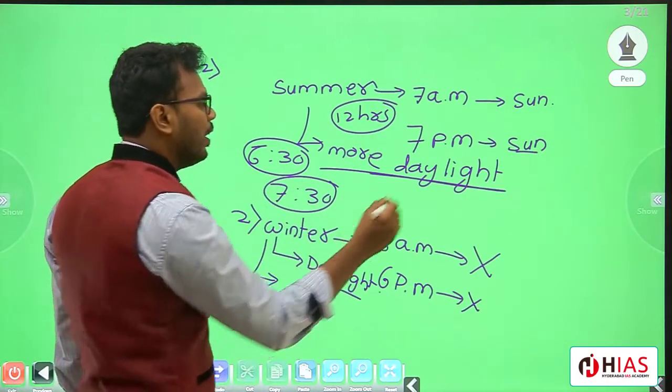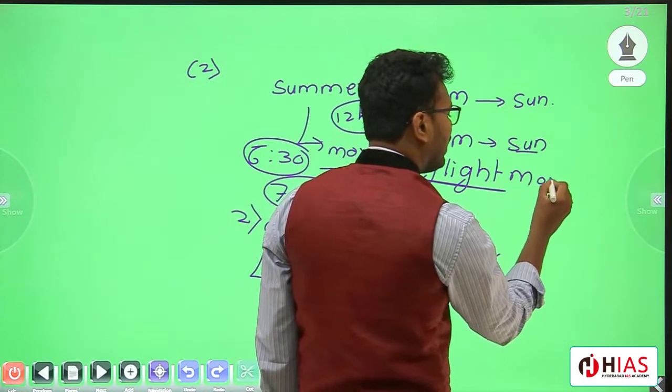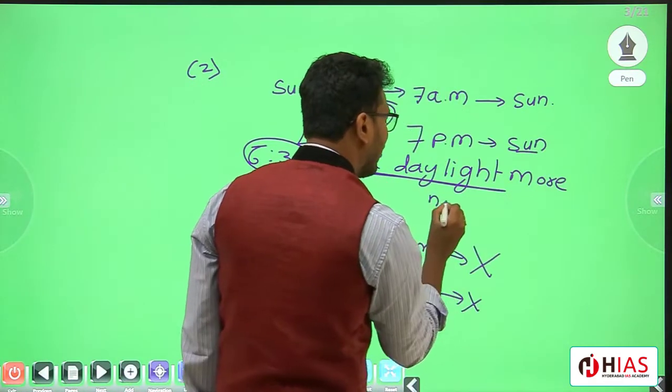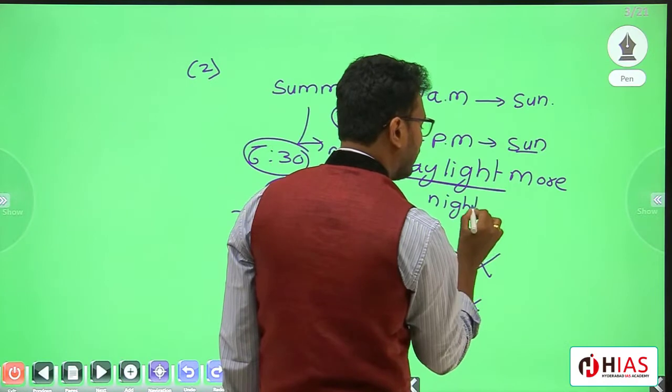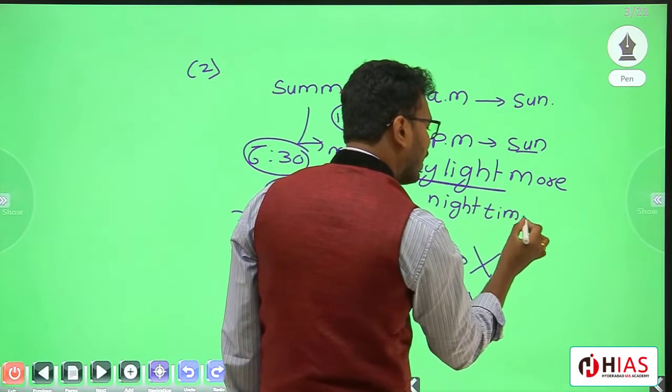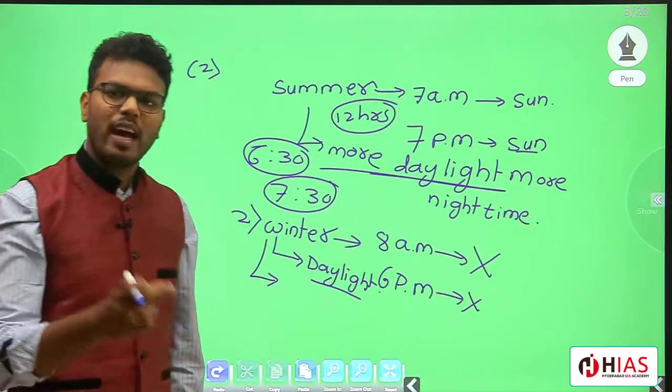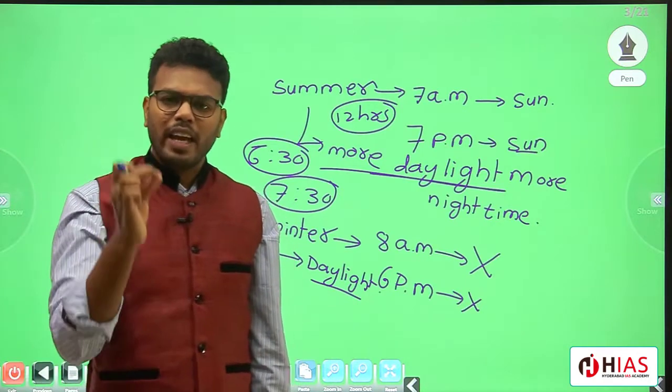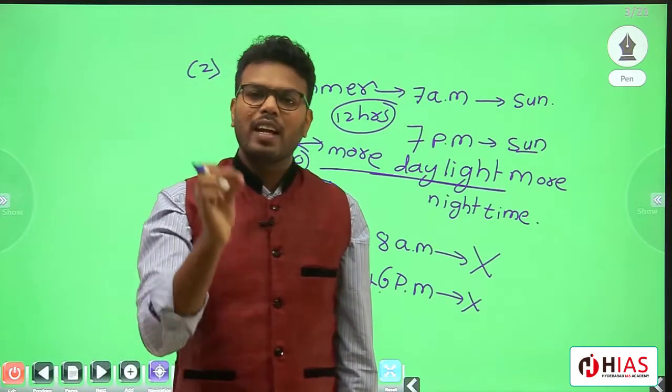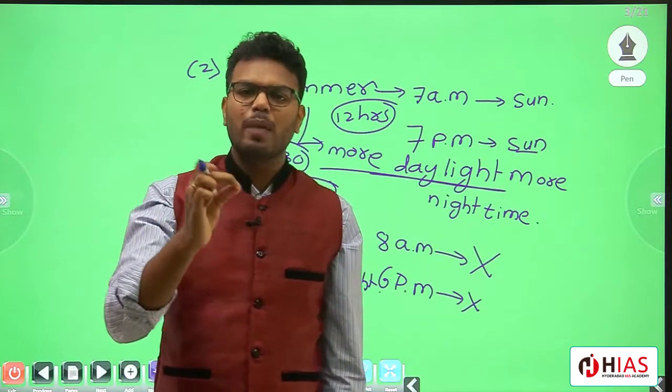In summer time, daylight is more, and the night time is less. So by this example, we can come to a conclusion that at a particular place, the length of the day and the length of the night is not the same everywhere.